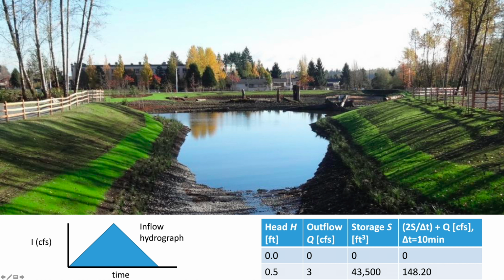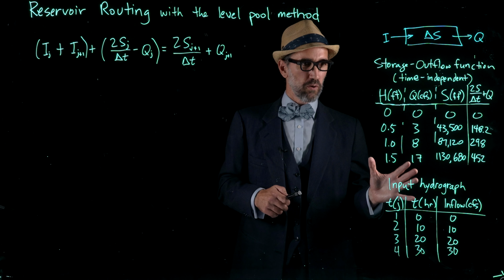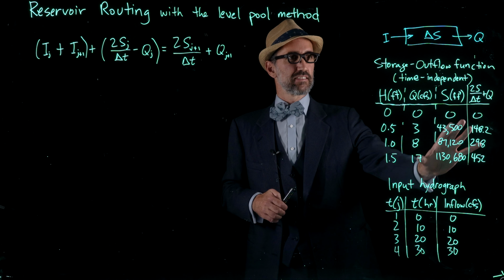So we're going to assume that that stormwater reservoir starts with zero water and zero outflow. So our S1 and Q1 are both equal to zero. And what we know, and you can see on the slide, is that there is a storage outflow function, on the bottom right-hand side of the slide, and an input hydrograph. Now moving back to the light table, I've recreated this table here.